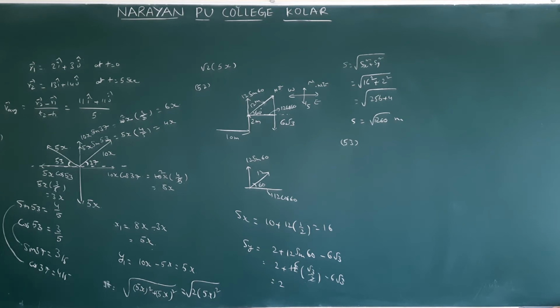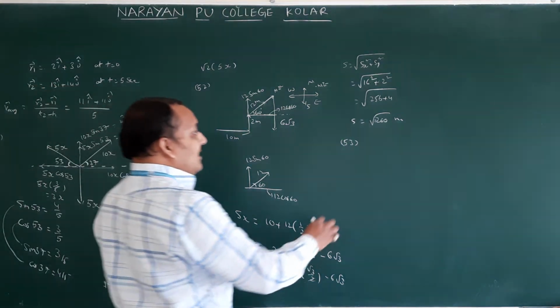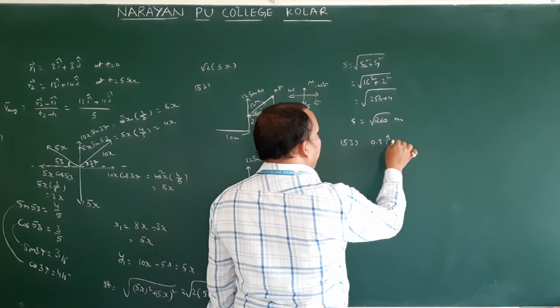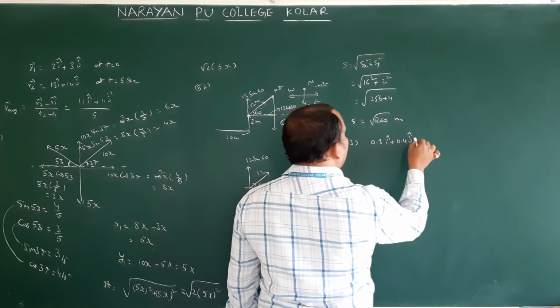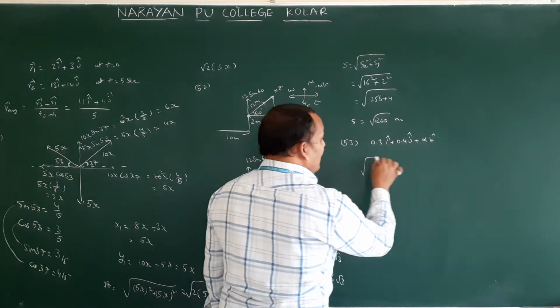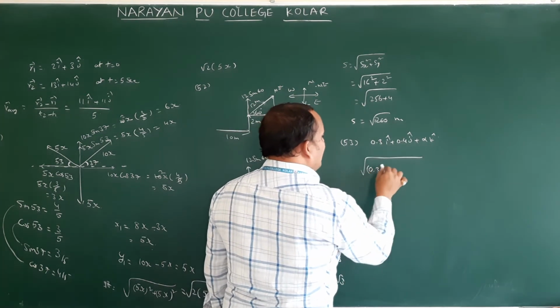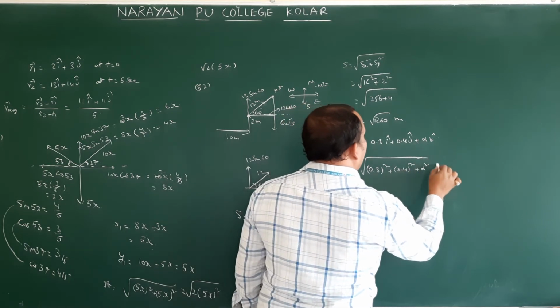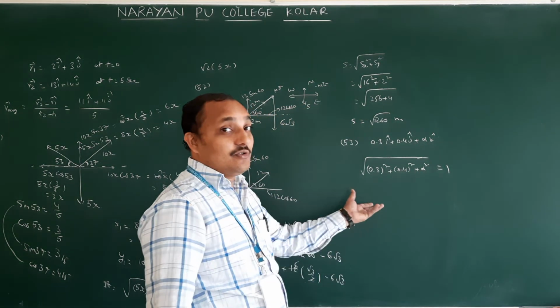You will solve. A unit vector A bar is represented by 0.3 i cap plus 0.4 j cap plus alpha k cap. Then the value of alpha? So what is a unit vector? Its magnitude should be equal to what? What is the magnitude of this vector? Root of 0.3 whole square plus 0.4 whole square plus alpha square. The magnitude should be equal to 1.